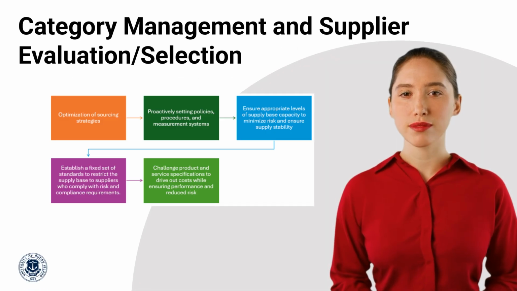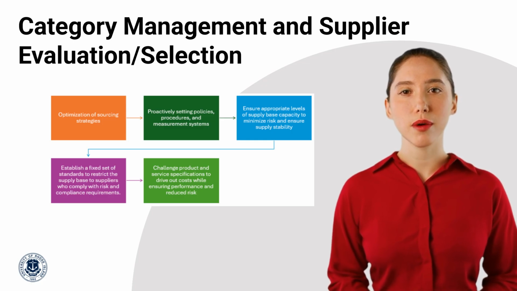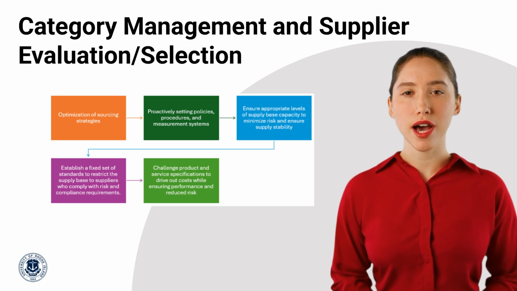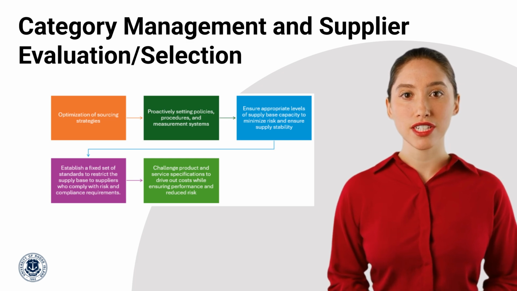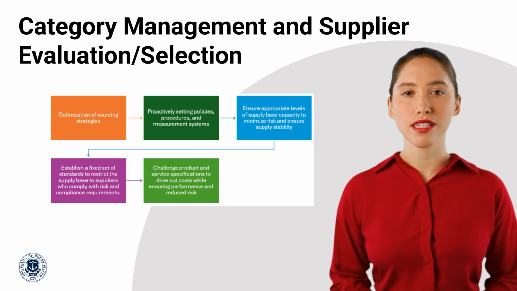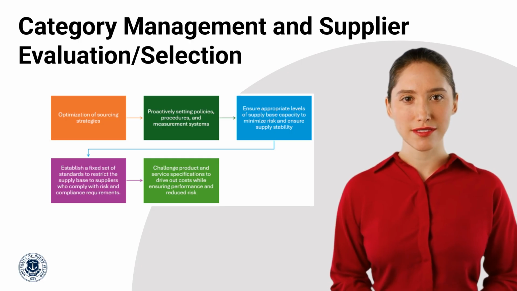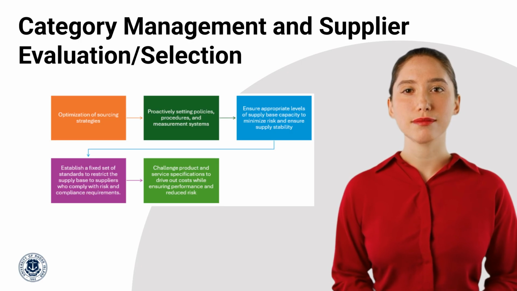In category management, procurement sets sourcing policies, develops supply-based capacity, and establishes requirements for supplier compliance. Supplier evaluation includes selection criteria, scoring models, qualification steps, and sometimes reverse auctions. The goal is to find the best fit suppliers who can deliver value over time.